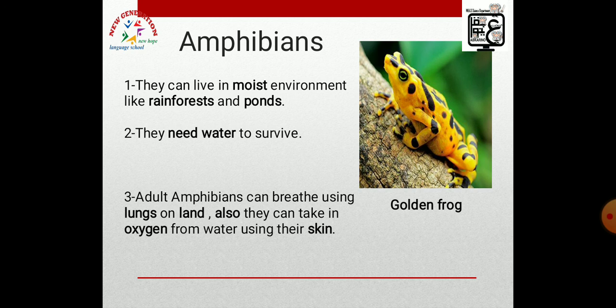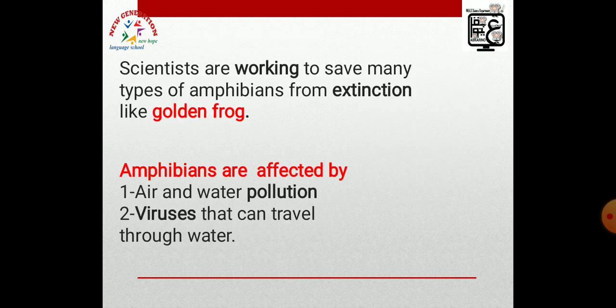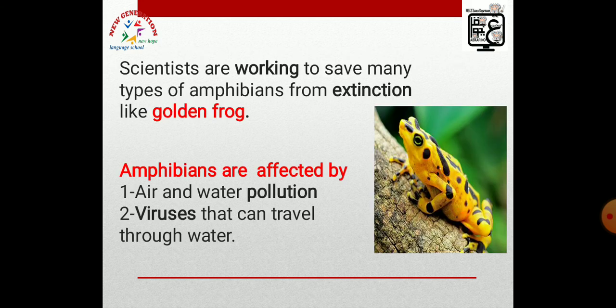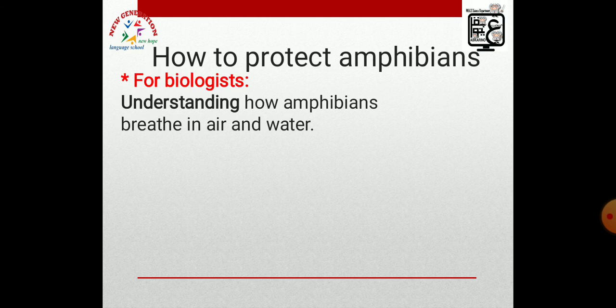So amphibians can live on land and can live in water. Yeah, excellent. How? By taking oxygen using their lungs on land, and by taking oxygen in water using their skin. Okay, and you know that scientists are working to save many types of amphibians from extinction, like the golden frog. As you see in this picture, amphibians are affected by number one, air and water pollution, number two, viruses that can travel through water.